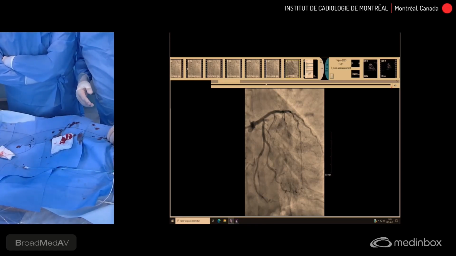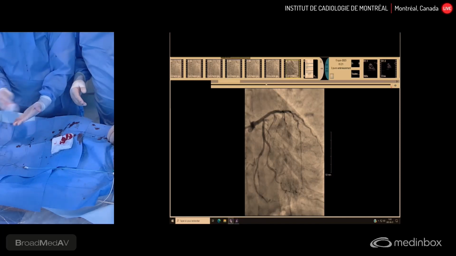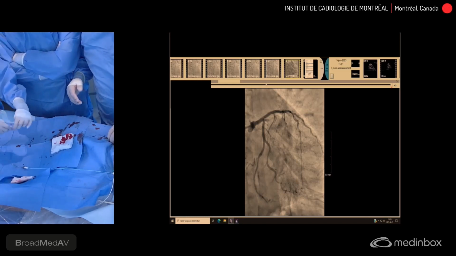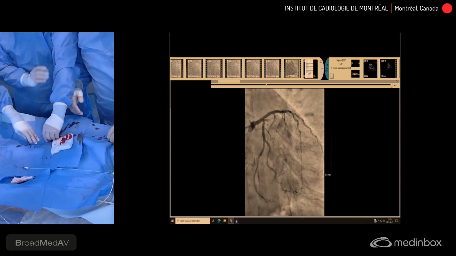Can we show the aortogram from the beginning of the case, please? Yep. So you can see one of the leaflets is completely immobilized, very heavily calcified. We see the coronary heights.